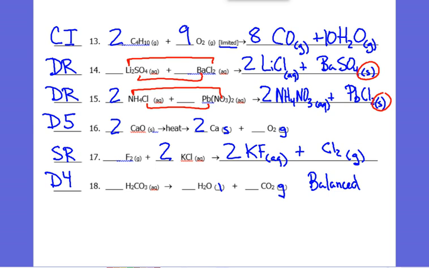So we have to write the 2 products, carbon monoxide and water, and then balance the reaction, and then move on. And I wrote CI for incomplete combustion. 14 and 15, both double replacements. We go through all the steps, do the charges, do this, do that. We have the solubility going on over here, right?